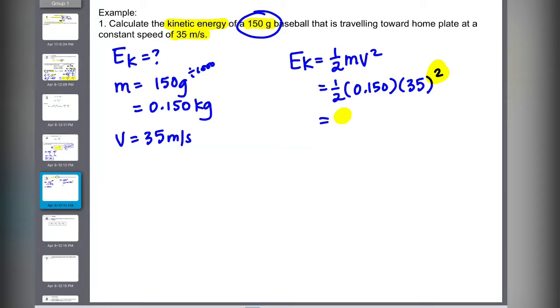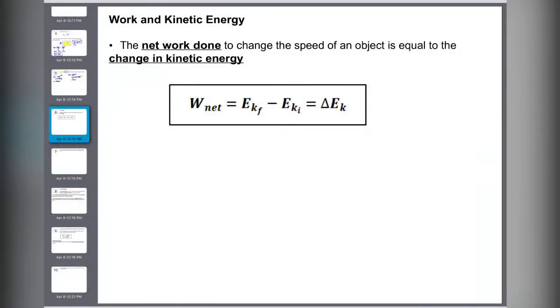91.875. I need 2 significant digits, so 92 joules. Okay, so that's the answer that I'm getting. So work and kinetic energy: we already talked about how the net work done to change the speed is equal to the change in kinetic energy.